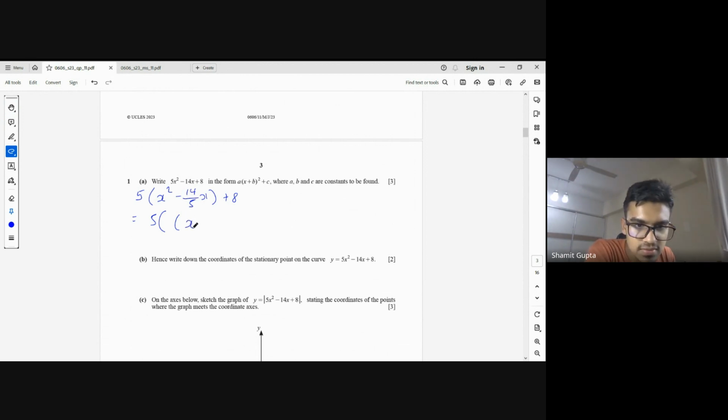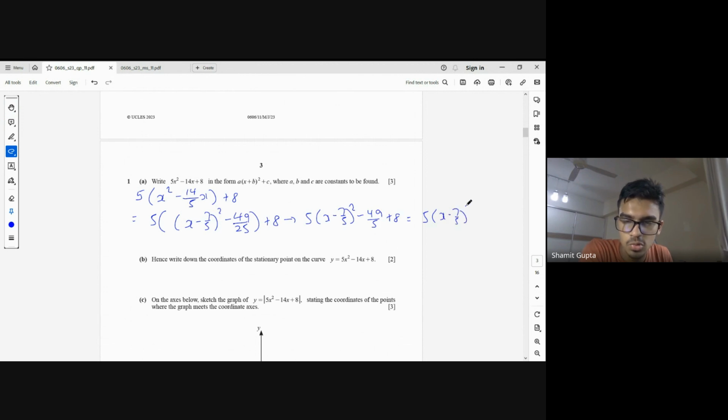So this will become x minus 7 over 5 squared, minus, so you're adding 7 over 5 squared in this case because negative 7 over 5 squared. So you minus 49 over 25 plus 8. So this will be 5 times x minus 7 over 5 squared. This becomes minus 49 over 5 plus 8, which is equal to 5 times x minus 7 over 5 squared minus 9 over 5.